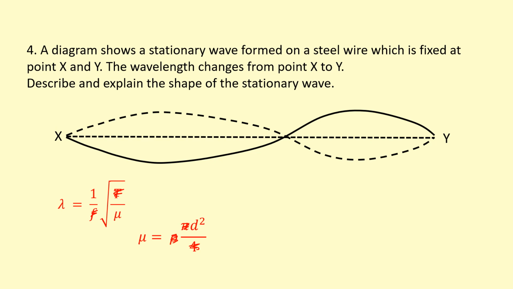So what's going on? Okay, so we know that the wavelength is decreasing as you go from x to y. So that's getting smaller. That must mean that mu is actually getting bigger. Why is mu getting bigger? It's because the diameter of the wire is getting bigger. Okay, so the mass per unit length is bigger here, so mu is bigger here because the cross-section area is bigger, and the wavelength decreases up there.